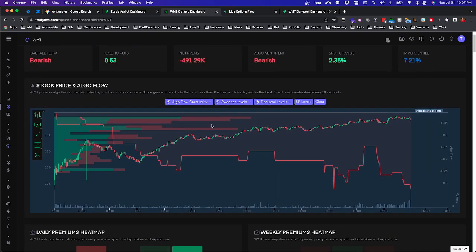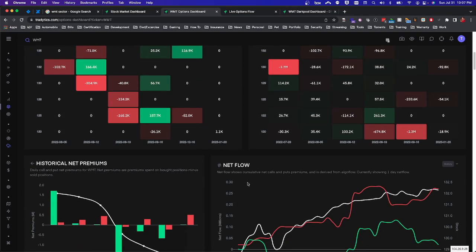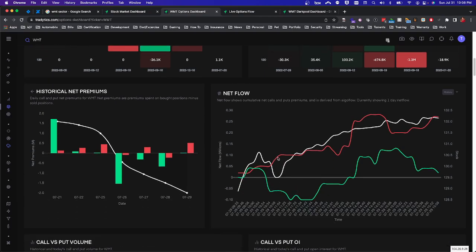Now, this is all options contracts combined, and I'll show you in a second how you can see that for short dated expirations. But also, if we look at net flow down here, this is the same thing as algo flow, but splitting out net puts and net calls.